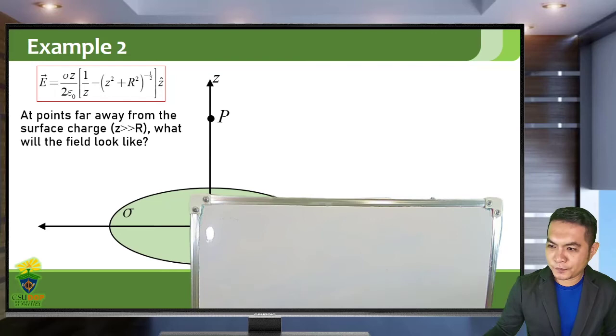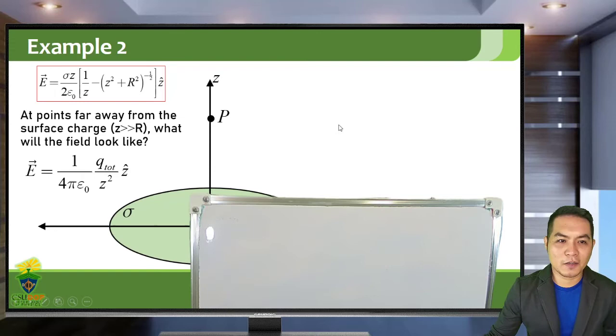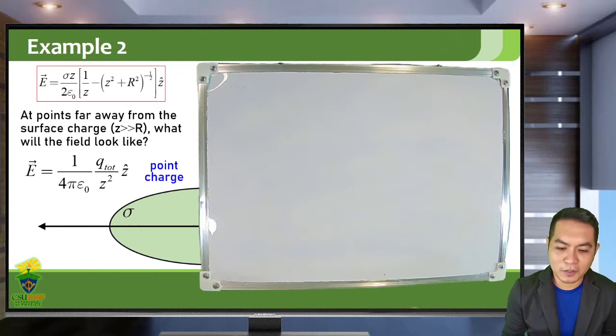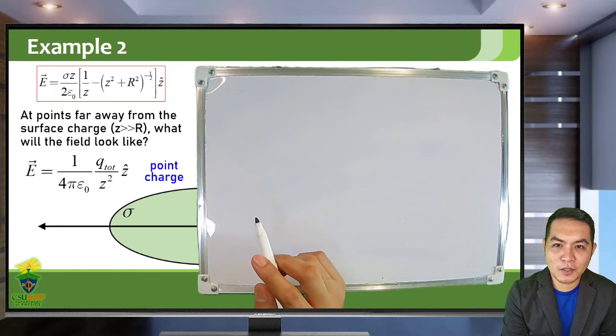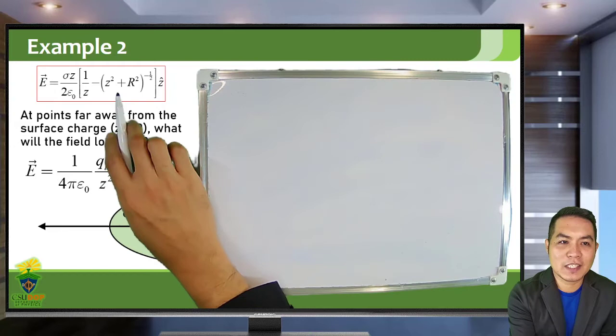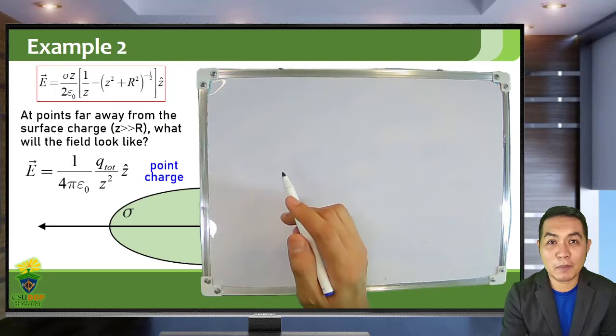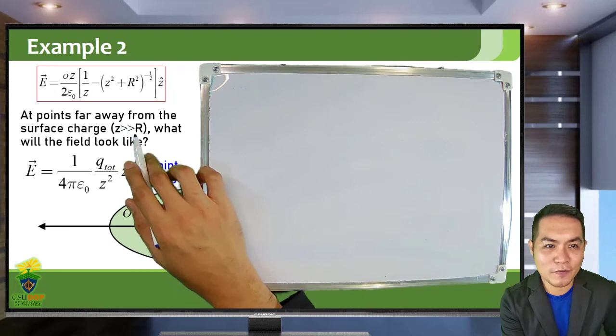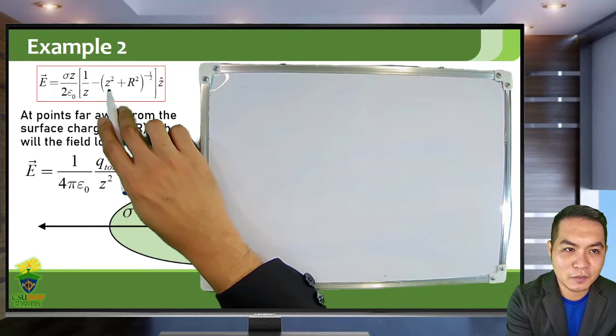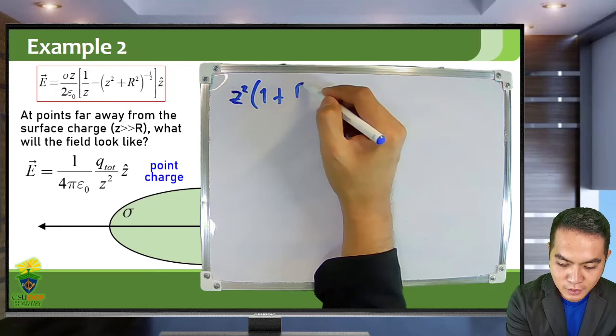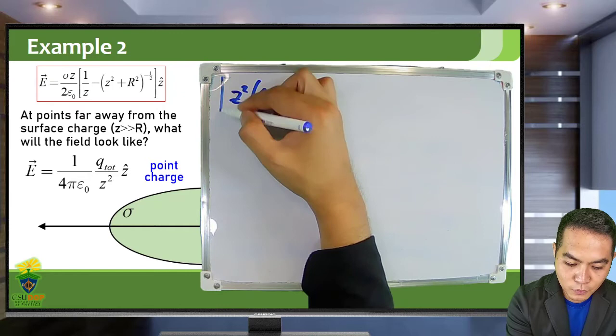So consequently, your electric field should approach a point charge electric field. So how do you do this? Unlike in the previous example where there's only one term, our electric field here has now two terms. So we need to expand the second term, the z squared plus r squared to the negative 1/2 term, using binomial expansion. In this case, z is very much larger than r, which means that for this term here, we can factor out z squared. So we have z squared, and then it becomes 1 plus r squared over z squared, and this whole term is to the power of negative 1/2.